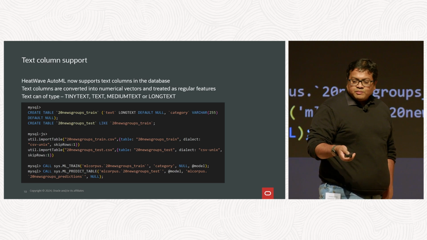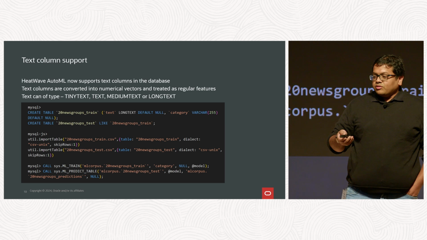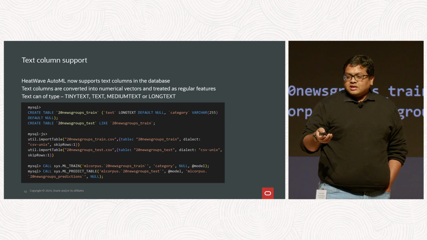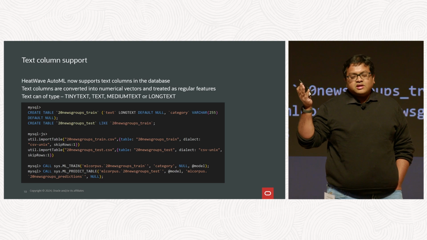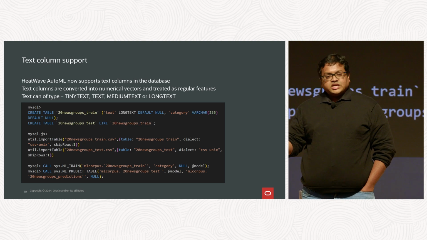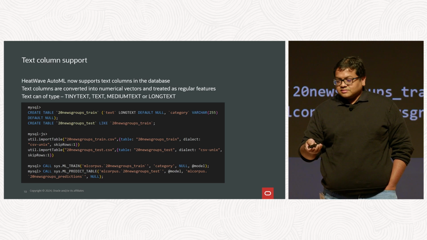And the code example shows how you can create a table, first of all containing a text column, then import, you have some CSV sitting somewhere, you want to import that into InnoDB, and you can just call ML train to train a model and predict table to actually do predictions.